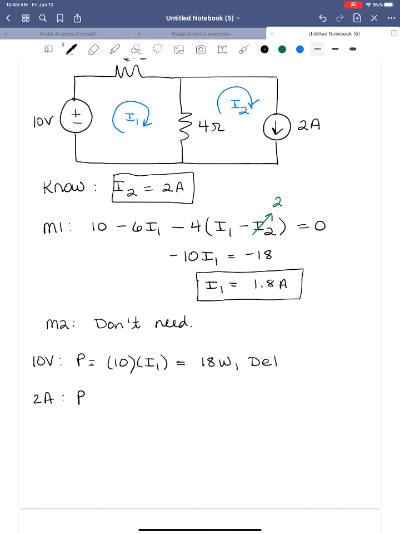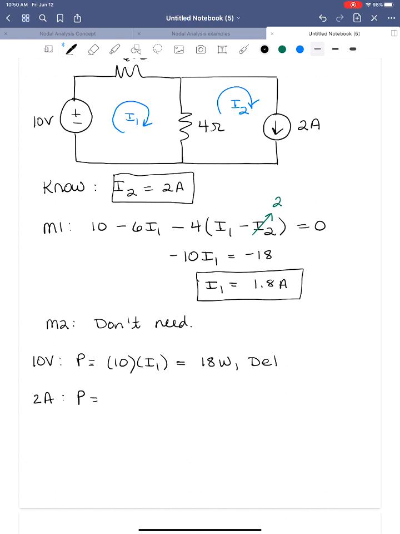P is equal to V times I. What's the voltage drop across the 2 amp source? Well, we don't know what it is. We have to solve for it here, and this is why we're going to now write that second mesh equation. We did this with nodal analysis too, when we had a voltage source isolated between 2 nodes. Here we have a current source, and we're going to have to do the same thing.